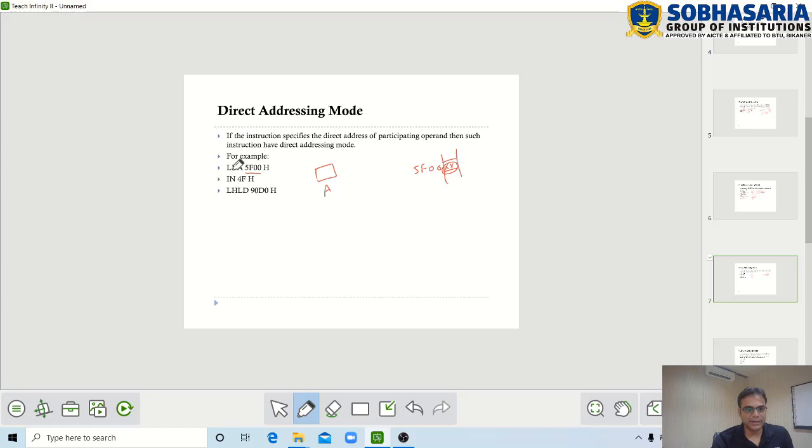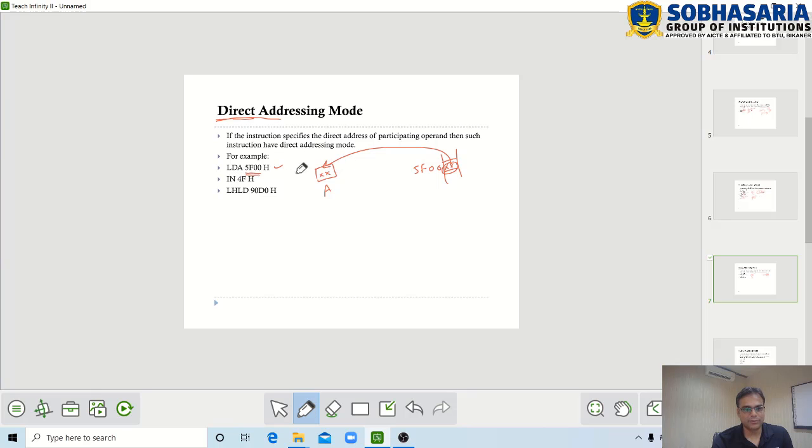So if in an instruction I am writing the direct address of the data which is going to be loaded in the accumulator, then such types of instructions have a direct addressing mode. As the name suggests, direct, I am going to write a direct address of the data which is going to participate in this operation.